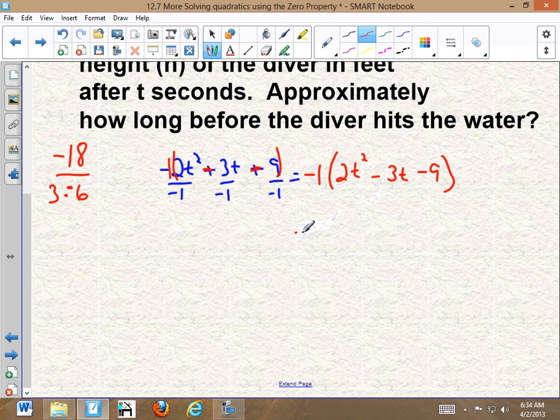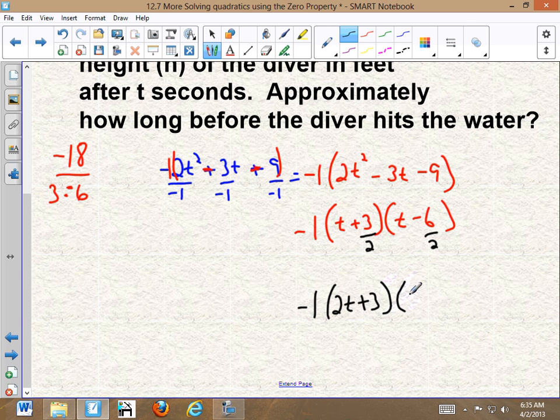So now I keep my negative 1 out here. I have t plus 3 times t minus 6. Now, what do I have to do? Do not forget the last step. Because you multiplied a times c, you now have to do what? You now have to divide by a. So this needs to be divided by 2. This needs to be divided by 2. So now I have negative 1 times 2t plus 3 times t minus 3.